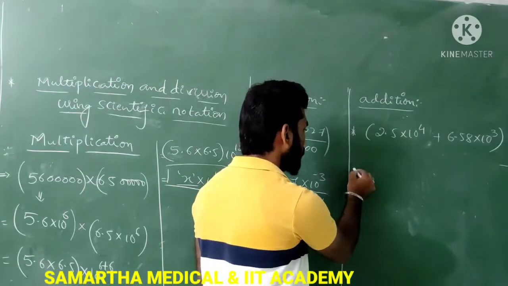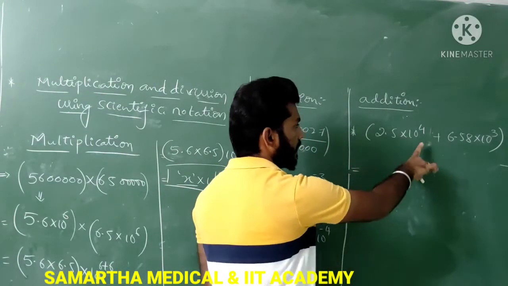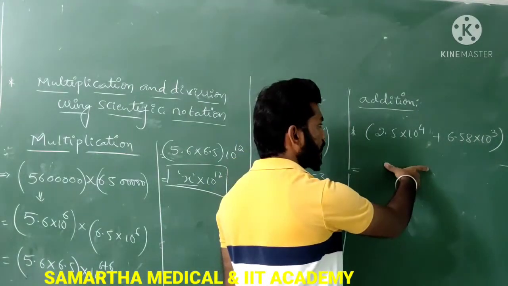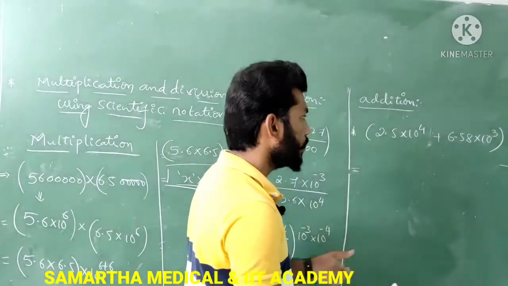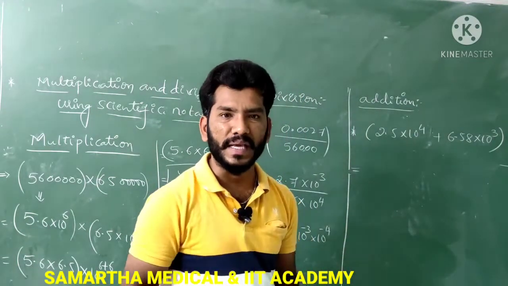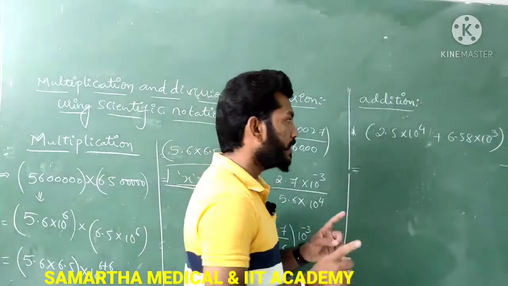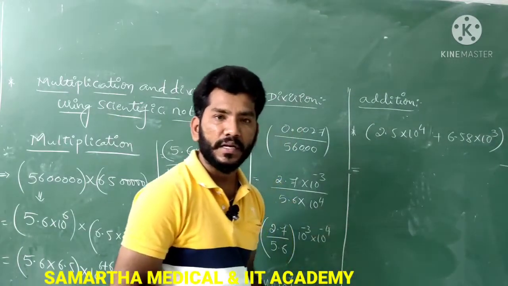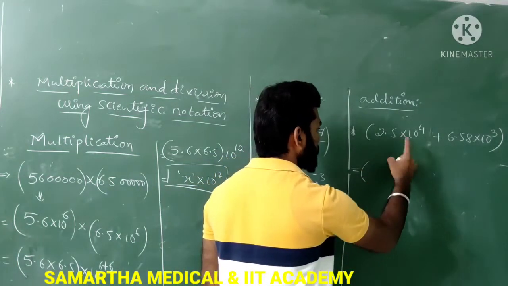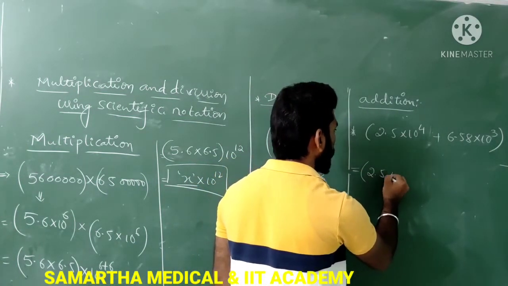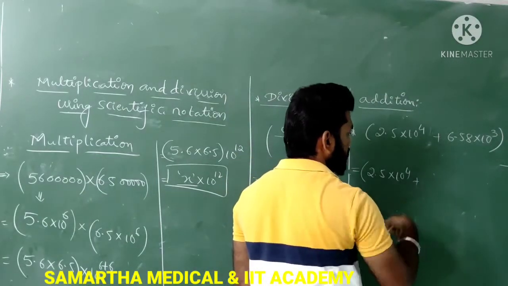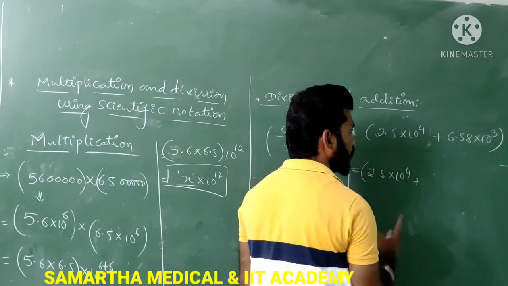But here the power is going to be different. When we have to add two terms in the form of scientific notation, their power must be the same. Their power must be the same while doing addition as well as subtraction. So I just write this term as it is, 2.5 into 10 to the power of 4, and make a rearrangement with the other number.